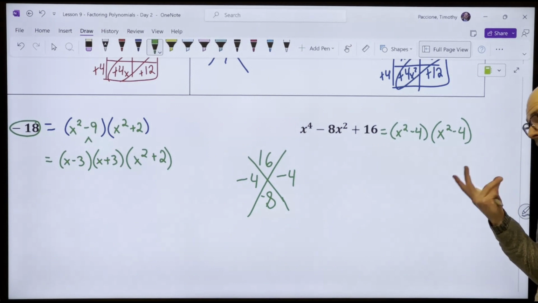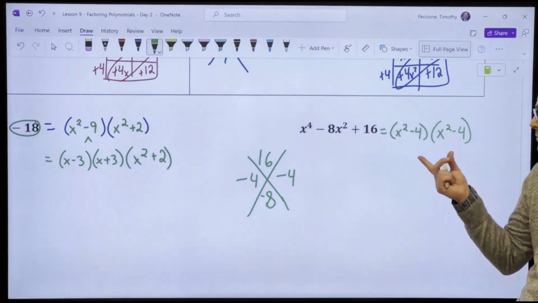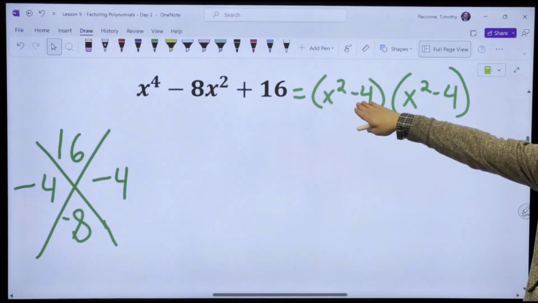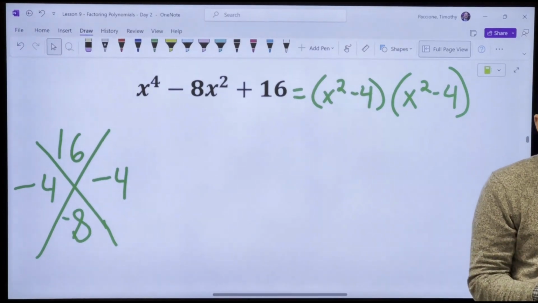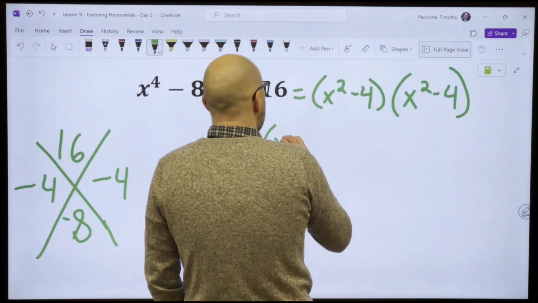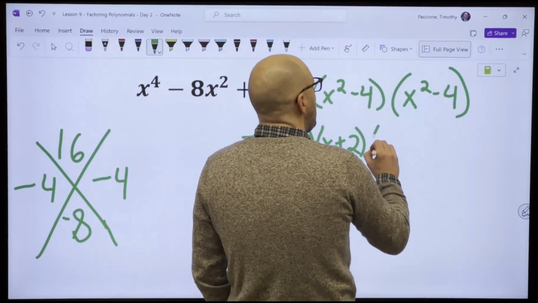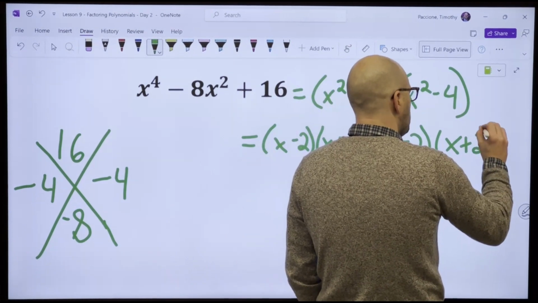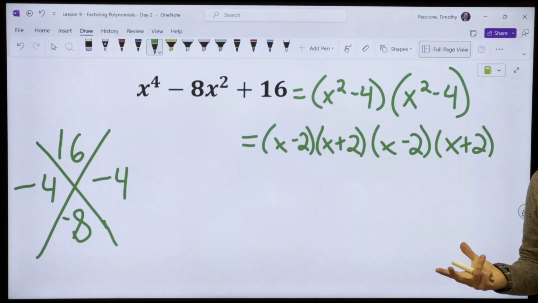Okay, and then I ask myself, can I keep going? Yes, because I have difference of perfect squares. Let me zoom in here, right? That's a perfect square, that's a perfect square, that's a difference. So what does x squared minus 4 become? x minus 2, x plus 2, and then x minus 2, x plus 2. And that is all the way factored, but then what else could you do if you wanted to?